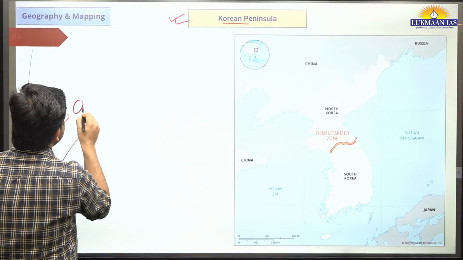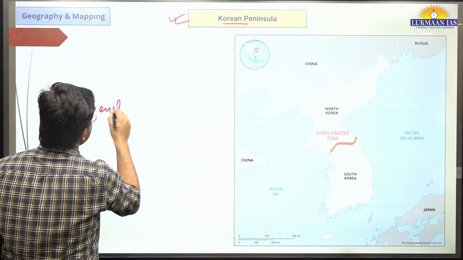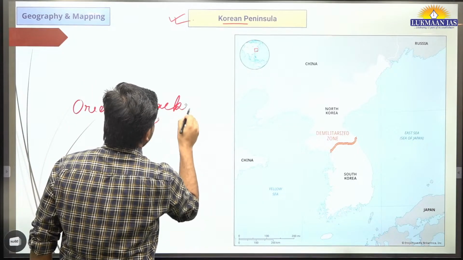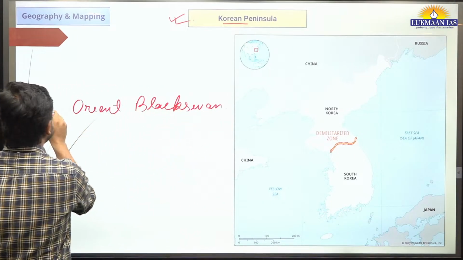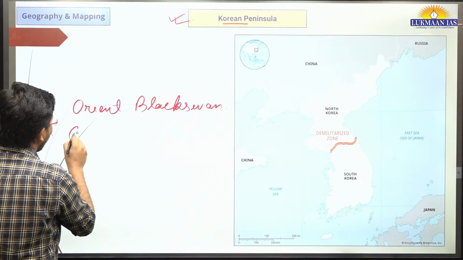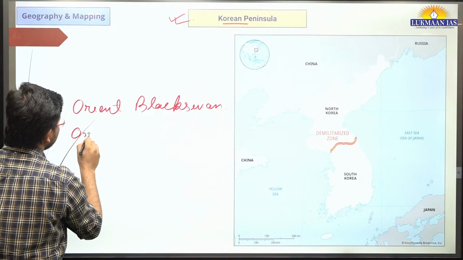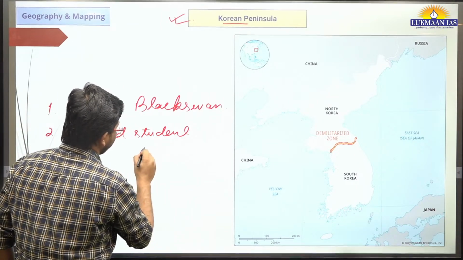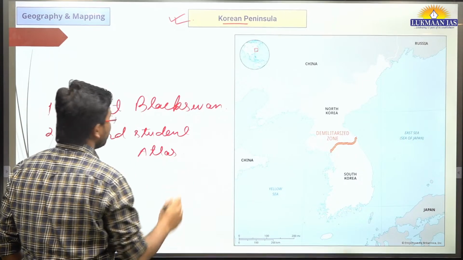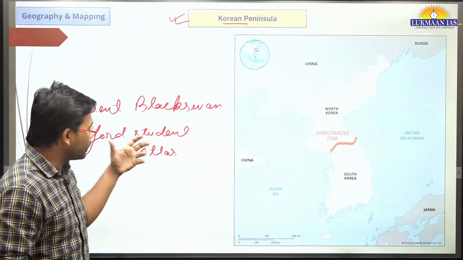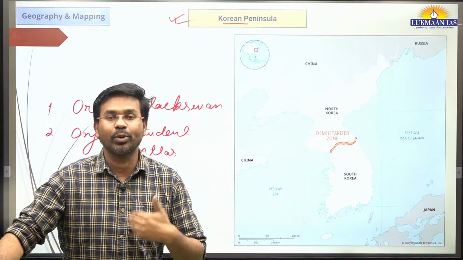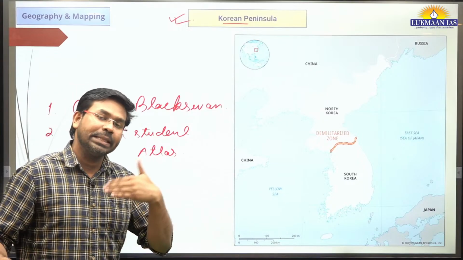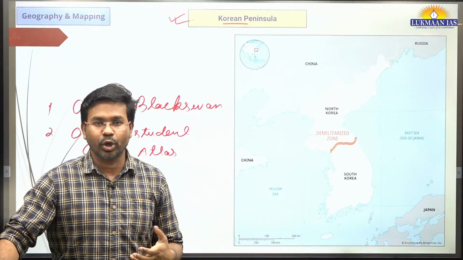One of the atlases that is generally recommended to students is Orient Black Swan. And the second atlas that is recommended is the Oxford Student Atlas. So you can refer to any one of these atlases so that you can locate those locations that frequently come in the news. If you locate these locations frequently, you will tend to remember them in the exam as well. You will be easily able to solve the mapping questions.